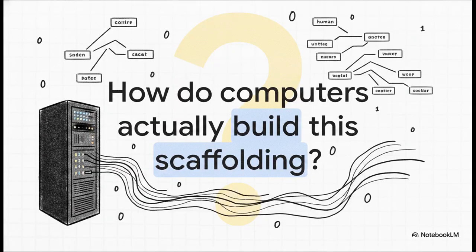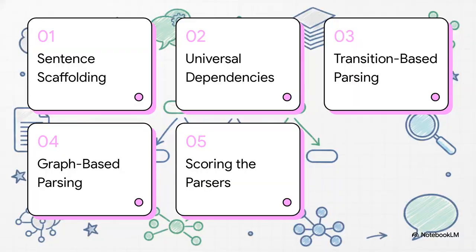So, this brings us to the million-dollar question at the heart of today's explainer. How do computers actually build this scaffolding? I mean, how do we take a machine that natively only understands ones and zeros and teach it to map out these incredibly intricate structural connections in human language? Well, here's our roadmap to figure that out. First, we'll look at the scaffolding of sentences. Then, universal dependencies. Next, transition-based parsing, followed by graph-based parsing, and finally, we'll wrap up with scoring the parsers.